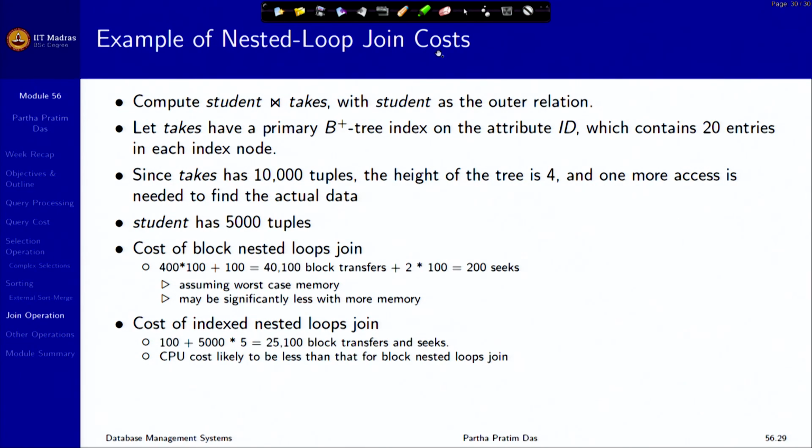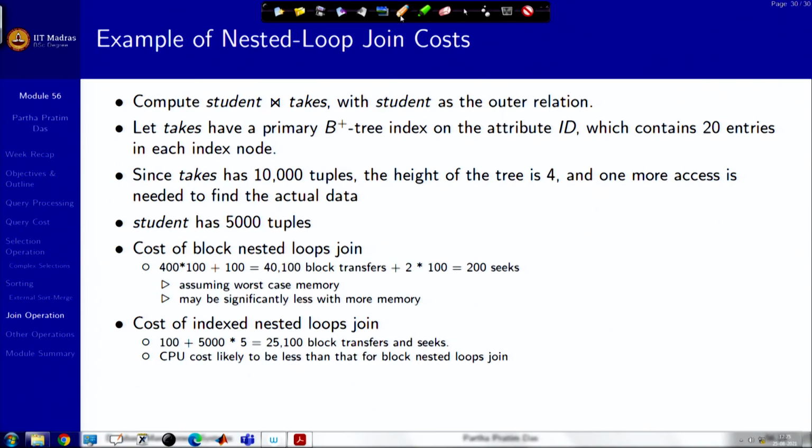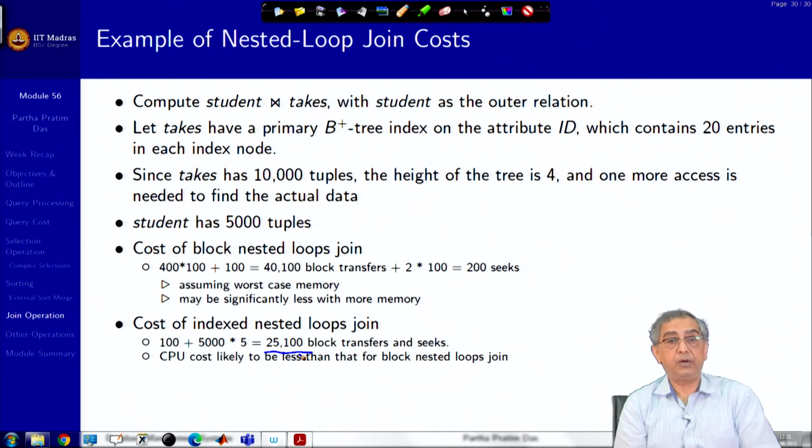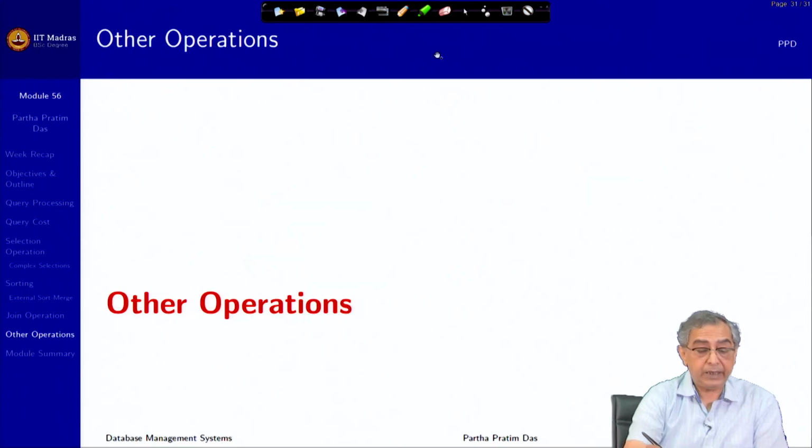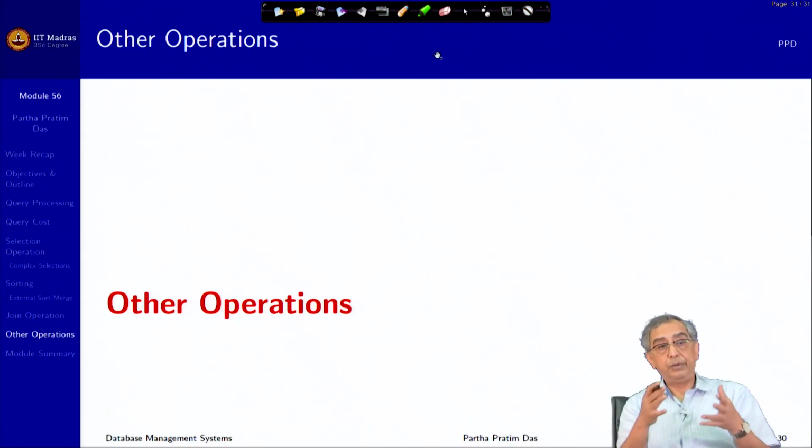So, here, using the same example data, I have just shown how this now gets drastically reduced. It was some 2 million or something, it has gone down to 25,000 if you have used the proper index for the nested loop join. Right? So, that is a kind of clue to how you handle join.